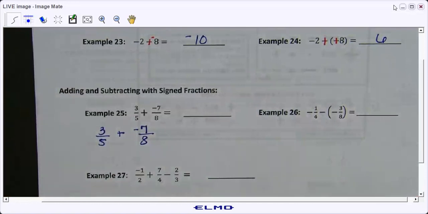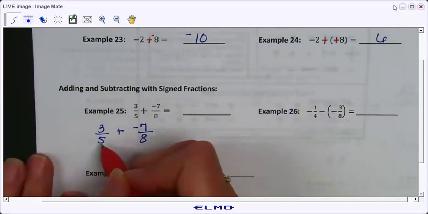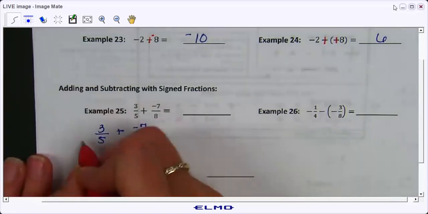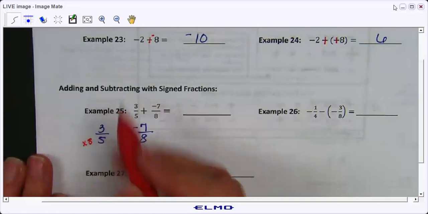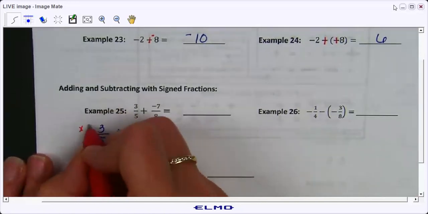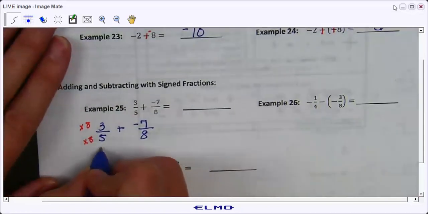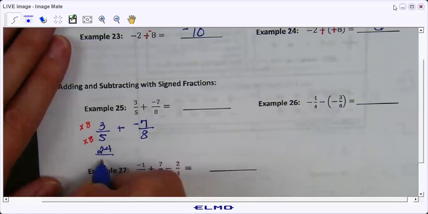40. So I have to change this denominator to a 40. What do I multiply 5 by to get 40? 8. And if I multiply my denominator by 8, I multiply my numerator by 8. And now I can rewrite 3/5 to its equivalent of 24 over 40.